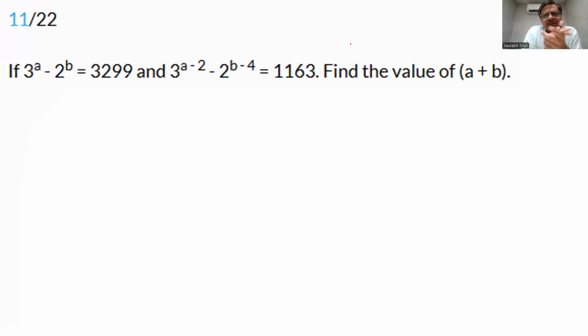I've been telling you time and time again, remember the powers, remember the squares, remember the reciprocals of fractions, remember the percentage of fractions, remember things. Remember. You are told to remember the power of 3 raised to 8. 3 raised to 8 is 6561.